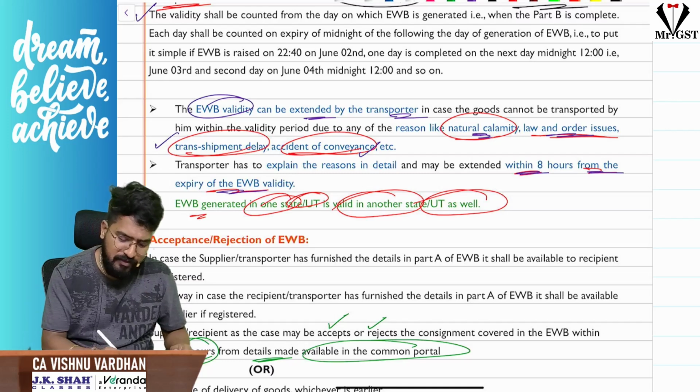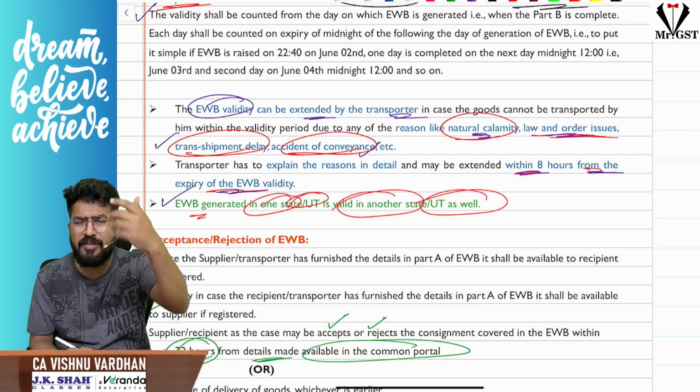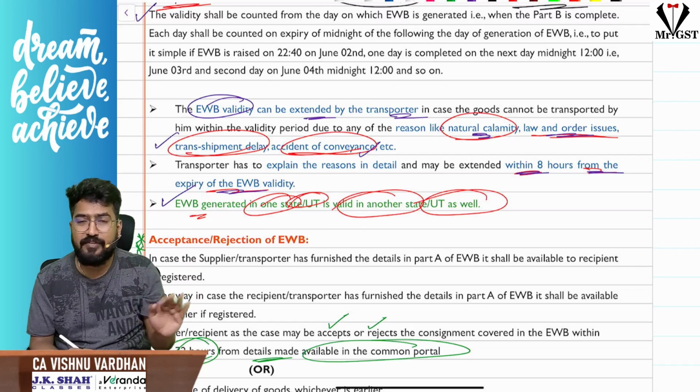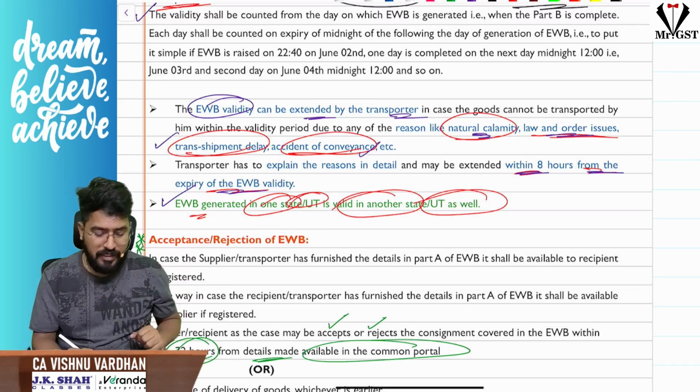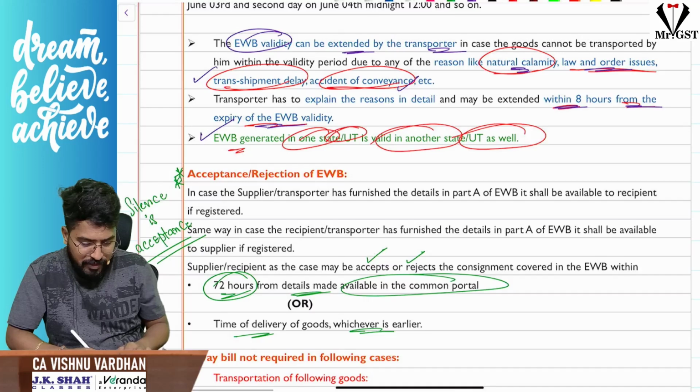And one more thing, sir, an EWay bill generated in one state or union territory will be valid across India. For each and every state we are crossing, we need not generate an EWay bill. Okay, so that is the point there.